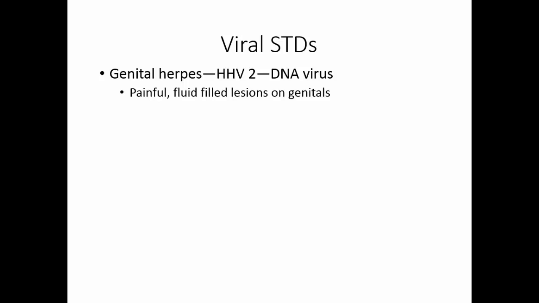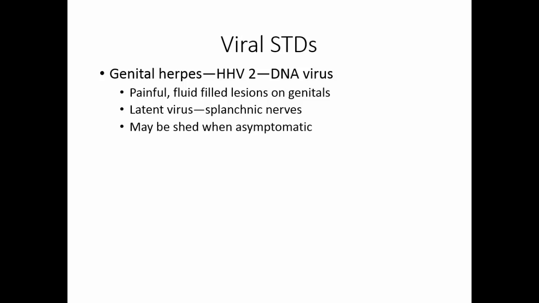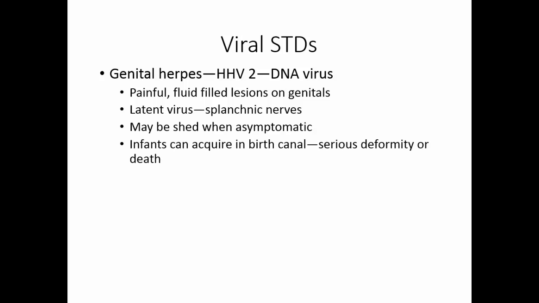Viral sexually transmitted diseases include genital herpes and genital warts. Genital herpes is caused by human herpes virus type 2, which is a DNA virus. There are painful fluid-filled lesions on the genitals. This is a latent virus that lives on the splanchnic nerves, the nerves that feed the pelvic area. The virus may be shed when the individual is asymptomatic. Infants can acquire this disease in the birth canal, and serious deformity or death may occur. Acyclovir will help heal the lesions and lengthen the remissions, but there is no cure for genital herpes.